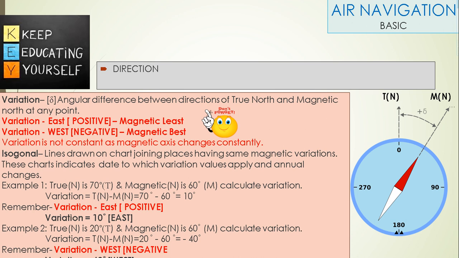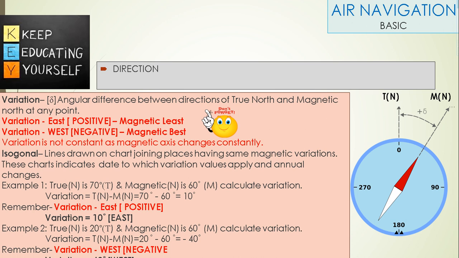Example 1. True north is 70 degrees, magnetic north is 60 degrees, calculate variation. Variation is true minus magnetic north. So 70 degrees minus 60 degrees comes out to be 10 degrees. 10 degrees is positive, so it is 10 degrees east. Variation is 10 degrees east.